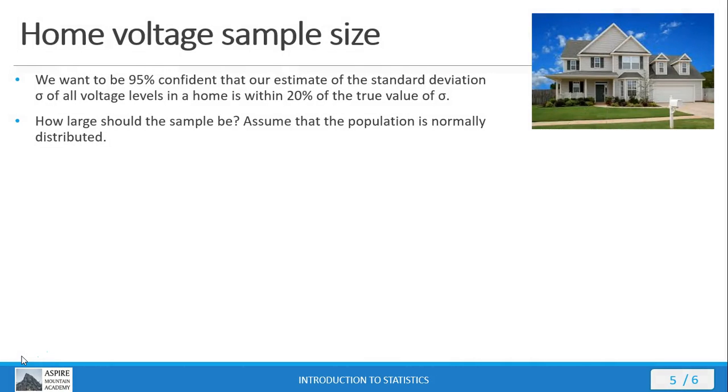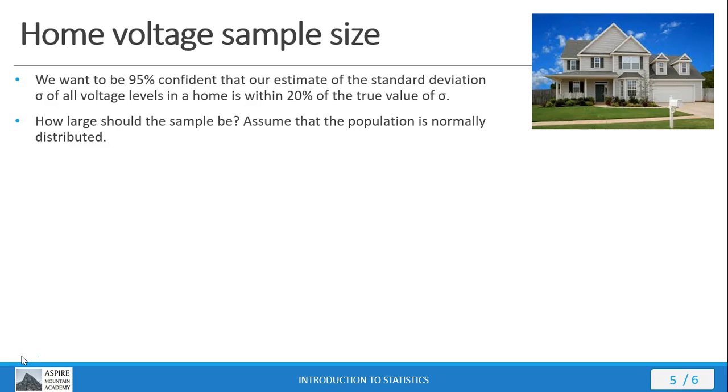Let's look at one final problem involving home voltage. We want to be 95% confident that our estimate of the standard deviation of all voltage levels in a home is within 20% of the true value. This would be nice to be somewhat consistent, because otherwise you run the risk of having widely inconsistent voltages and opening up a wider possibility that your house is going to burn down. So, how large should the sample be?